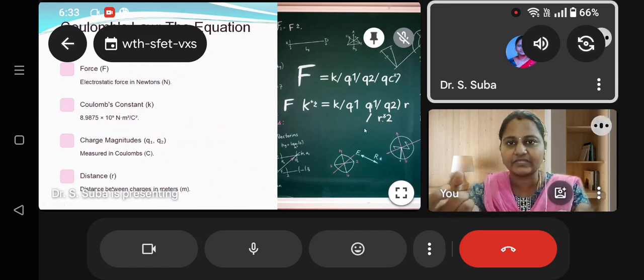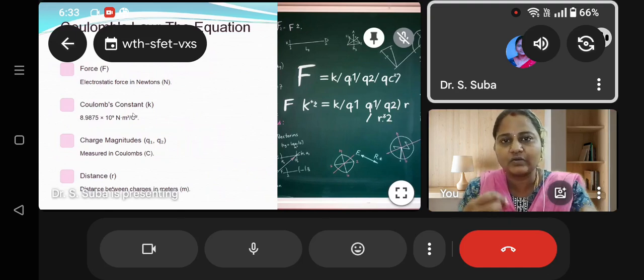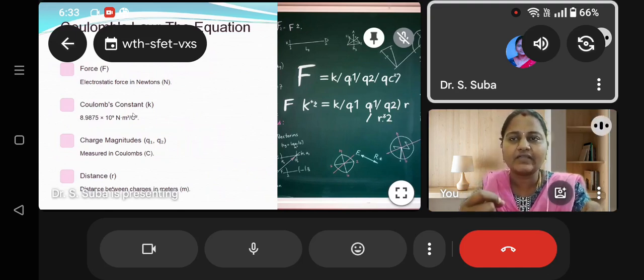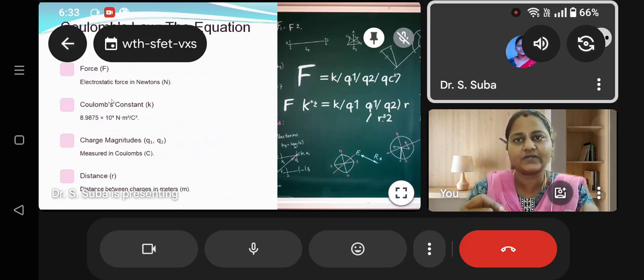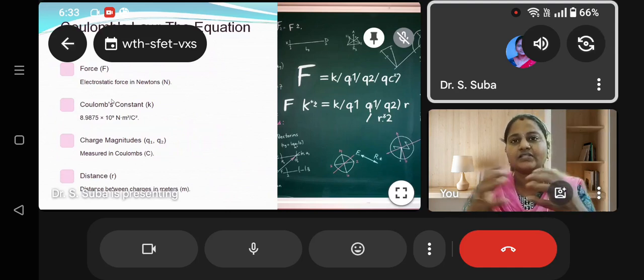So in this figure we can see the pictorial representation of Coulomb's law. q1, q2, q3 are three different charges. F equal to k q1 q2 divided by r square. So r is the distance between the point charges, where r is inversely proportional to F. If r is increased, will the electrostatic force increase? No, the electrostatic force will decrease because they are inversely proportional to each other.